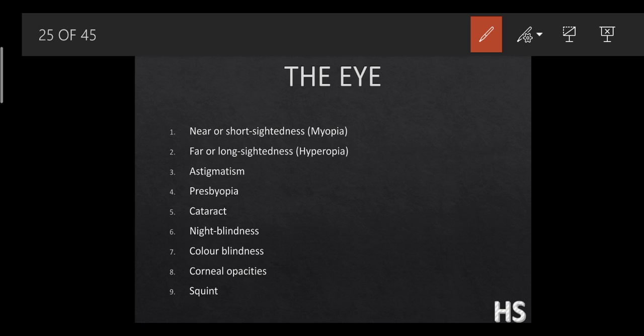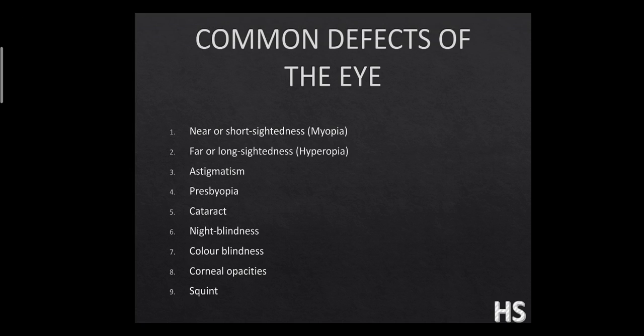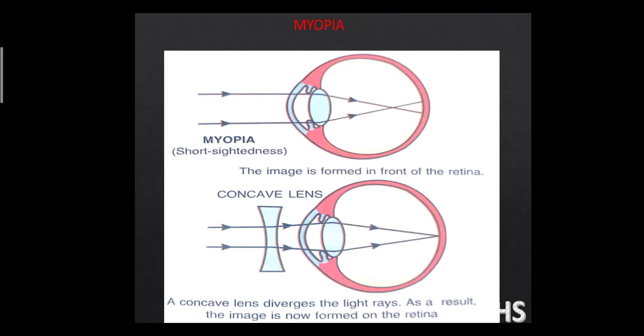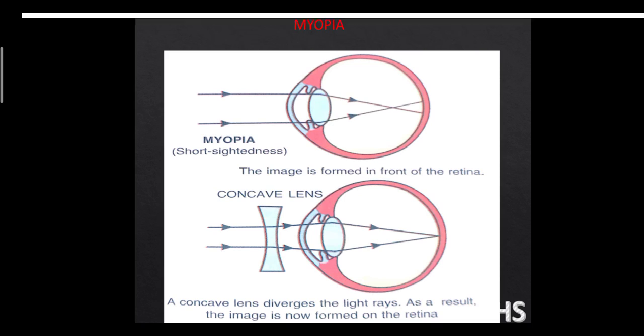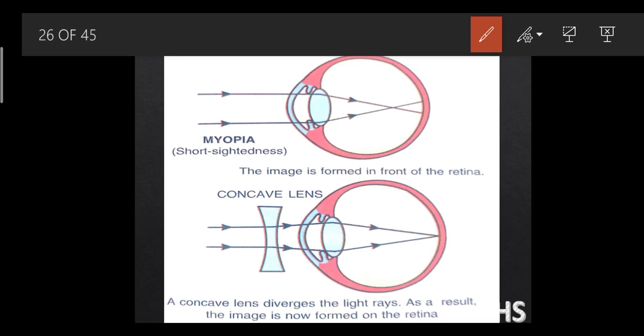These are nearsightedness, farsightedness, astigmatism, presbyopia, cataract, night blindness, color blindness, corneal opacities, and squint. Let's understand by looking at the diagram first. See the above one. The image is always formed on the retina. What is the retina? This layer, the innermost layer. The image is always formed on the retina.